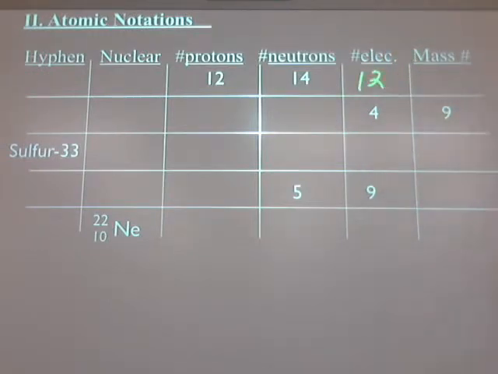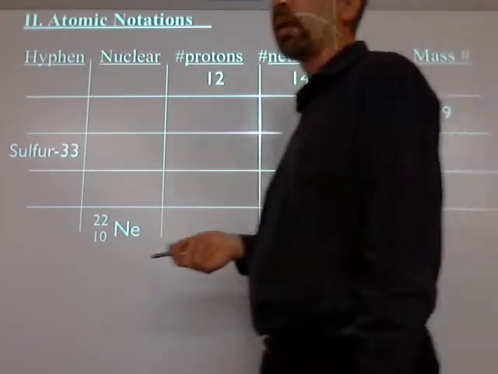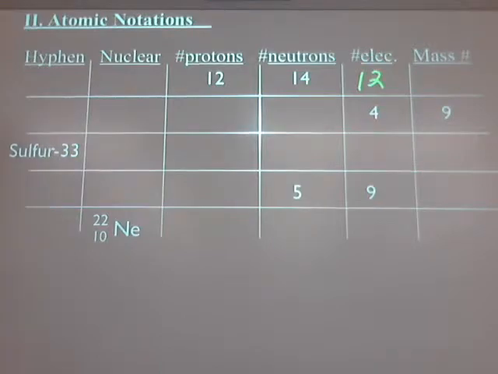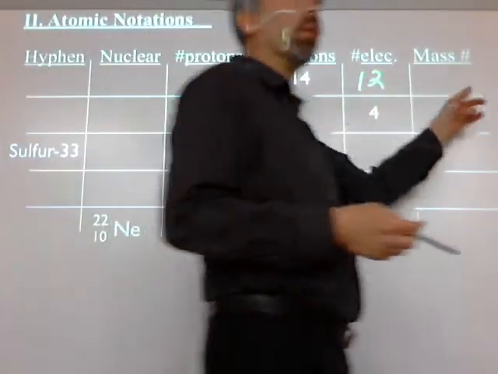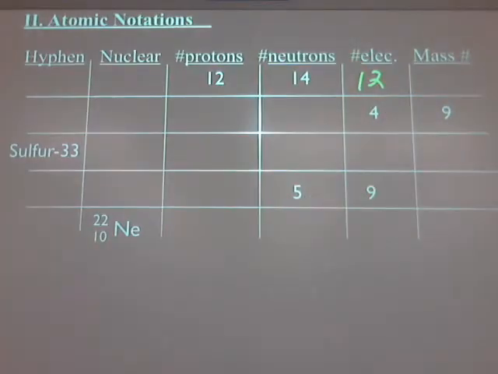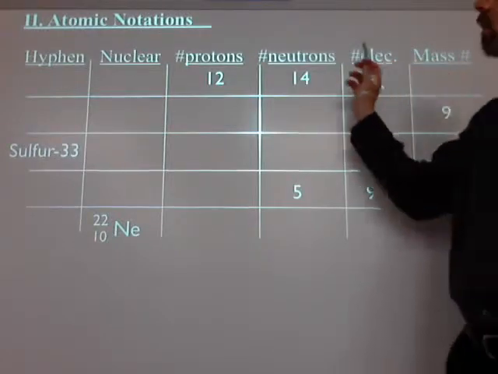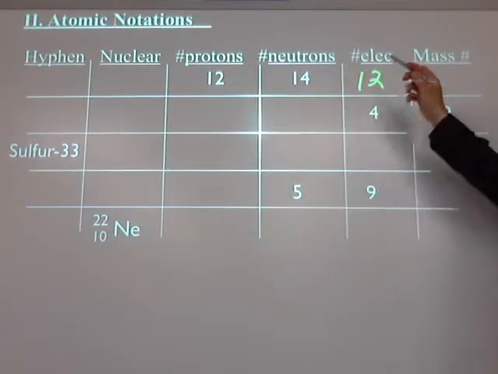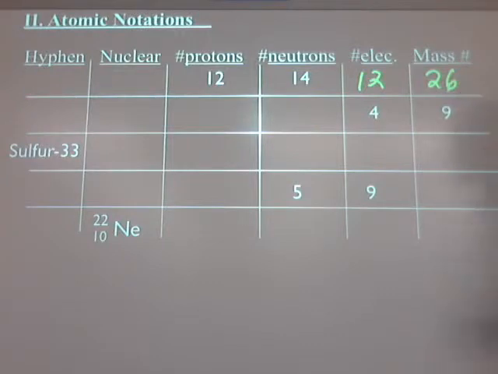Electrons. Why are electrons going to be 12? Yeah, we're talking about a neutral atom here, so you're going to have the same number of protons as electrons. All right. How am I going to get the mass number? What is the mass number again? Remember? Protons plus neutrons. So it's going to be what? 26, right?